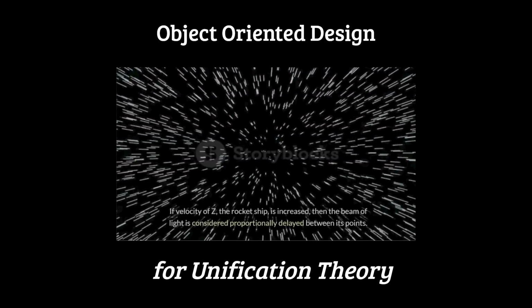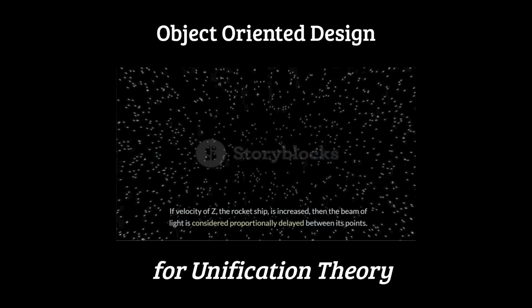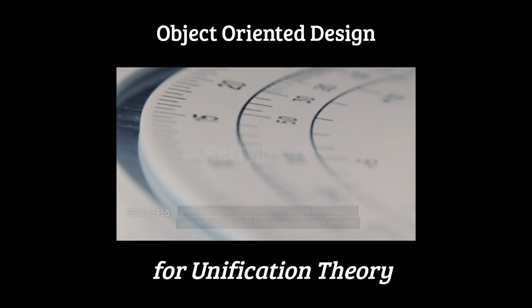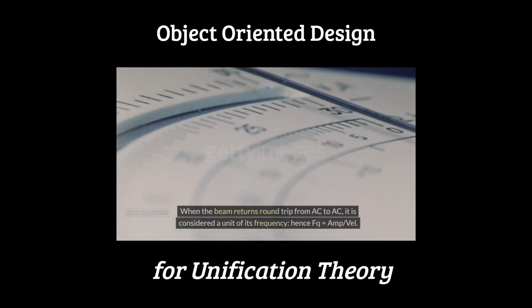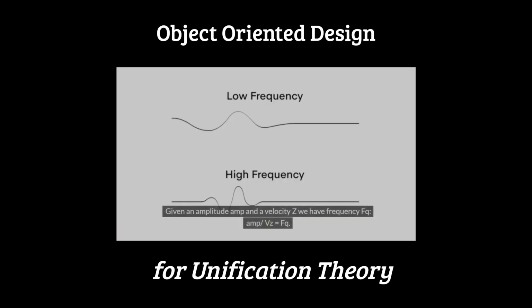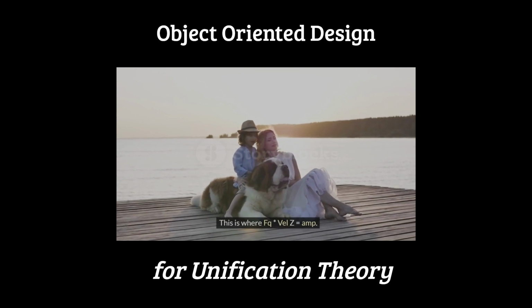If velocity of z, the rocket ship, is increased, then the beam of light is considered proportionally delayed between its points. Depending on velocity, x can appear as a sine wave where points AC and BD represent half the wavelength in amplitude. When the beam returns round trip from AC to AC, it is considered a unit of its frequency. Hence FQ equals amp, vel. Given an amplitude amp and a velocity z, we have frequency FQ. Amp, Vz equals FQ. This is where FQ * vel z equals amp.